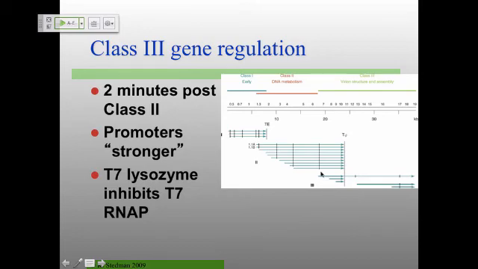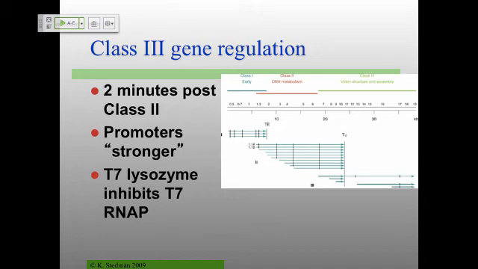The sequence is closer to the consensus sequence, exactly. So that binding site for the T7 RNA polymerase, there's a consensus sequence, and you'll get more of that binding to sequences which are closer to that consensus sequence and less to some of the other ones.